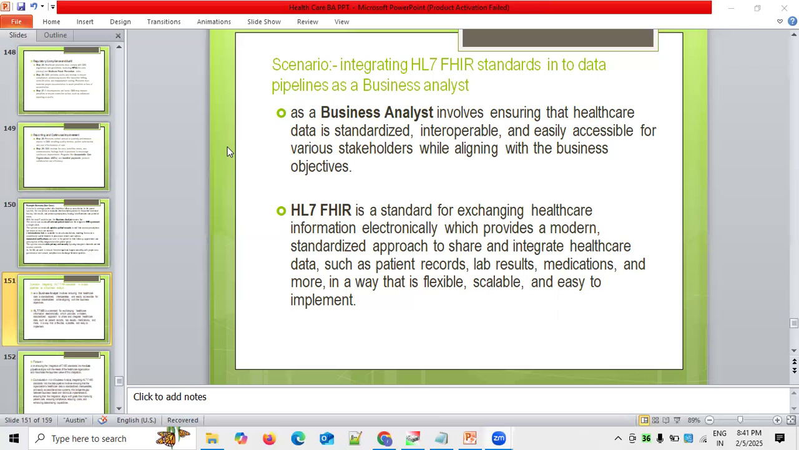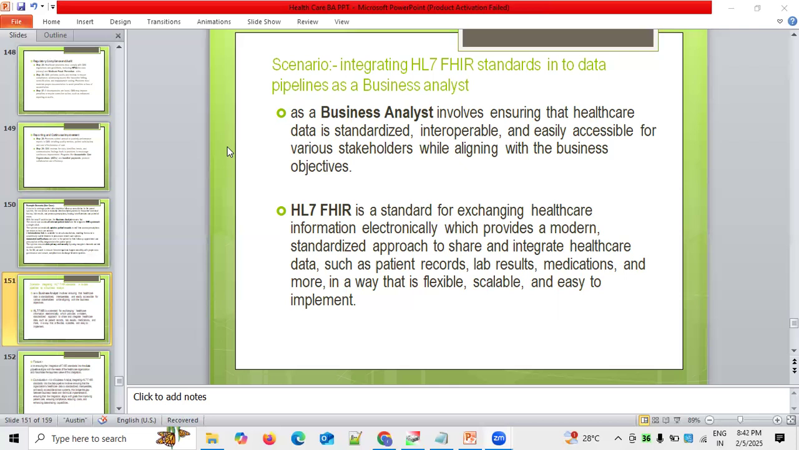As a BA, normally when we are working in a healthcare environment, either from the provider side or a payer side, we must ensure healthcare data is standardized and at the same time interoperable. Followed by this, it must be easily accessible for different stakeholders when we are aligning to the business objectives.